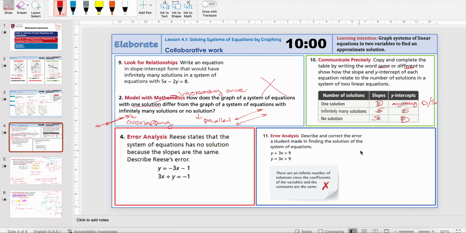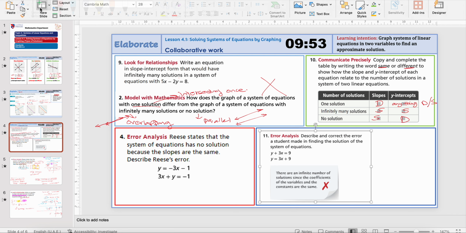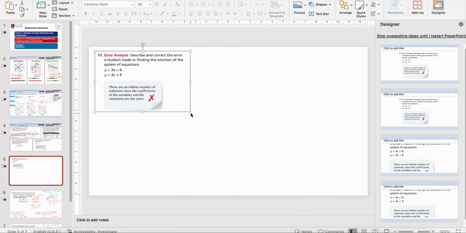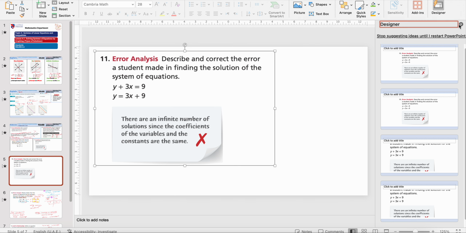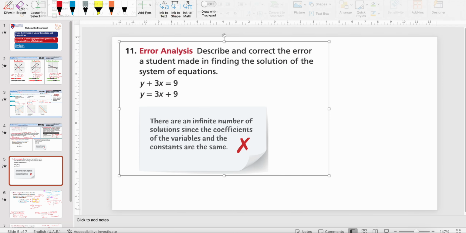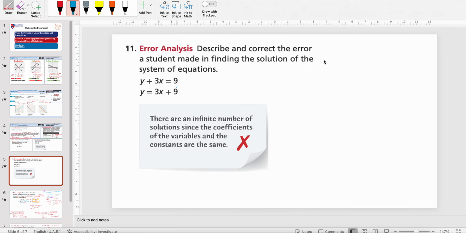Okay. Next question. Describe the error a student made in finding the solution of the system of equations. So you have this system. Again, we have standard form, we have slope intercept form. I don't like to have this situation. I always like to write my equations all in slope intercept form.